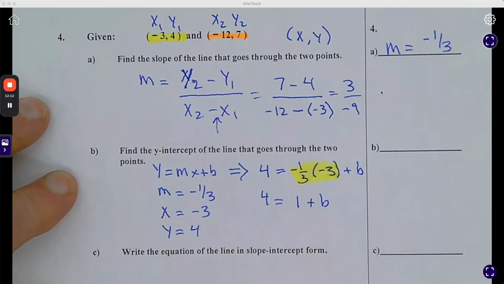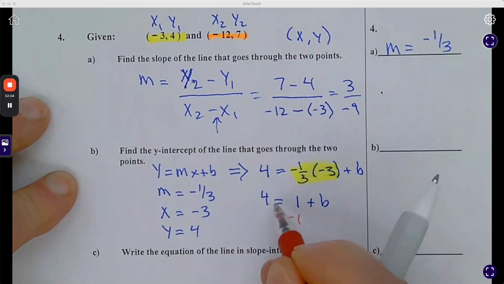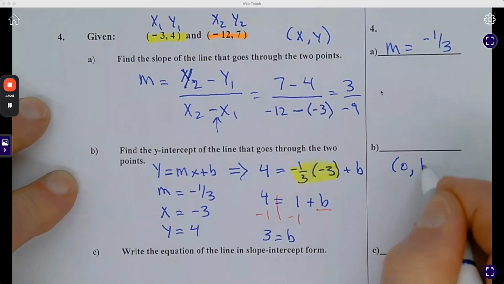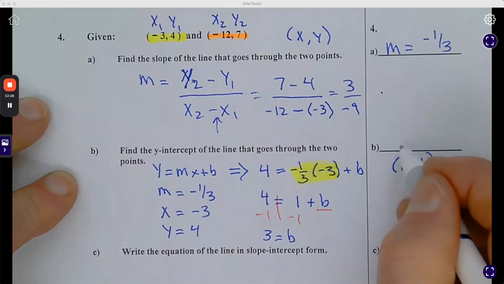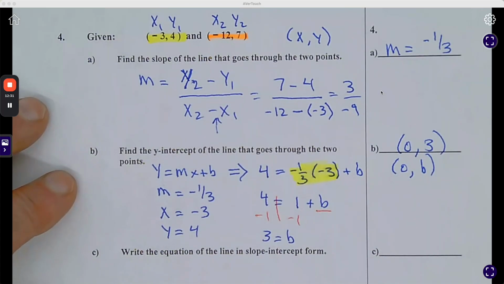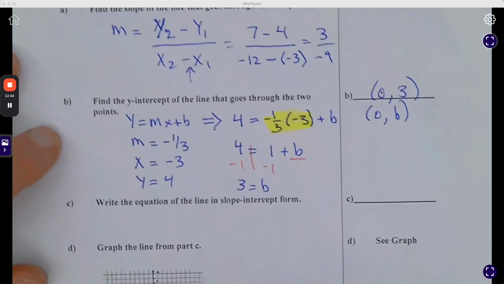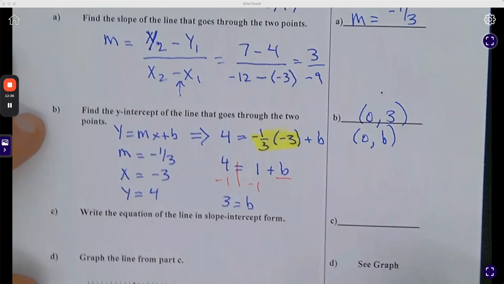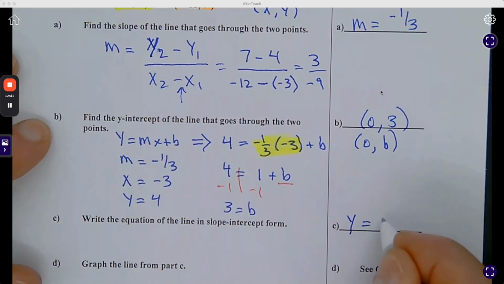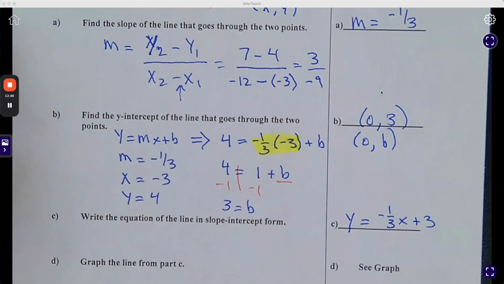What's the opposite of plus 1? That's minus 1, because remember, you want to get b by itself, so you have to move that over. 3 equals b. This must be in the form of an ordered pair for full credit. So 0, 3. Now we're going to write our function. Notice we have x's and y's, so I'm going to write y equals negative 1/3 x plus 3. That's done, my people.